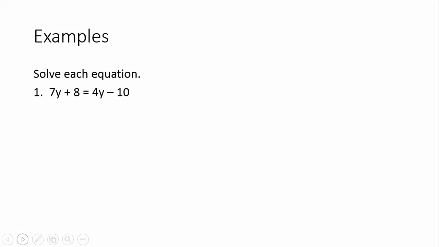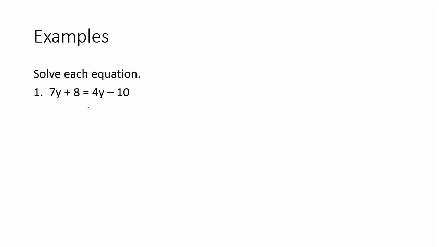And one of the steps says after we do any distributing or combining like terms, which there's nothing to distribute and there are no like terms to combine, we need to move the variables to the same side. Notice we have 7y on the left and 4y on the right. What I like to do is move the smaller variable over to the side that has the larger variable. And what you're doing here is you're comparing coefficients. So 7 is larger than 4, so I'm going to move the 4y.